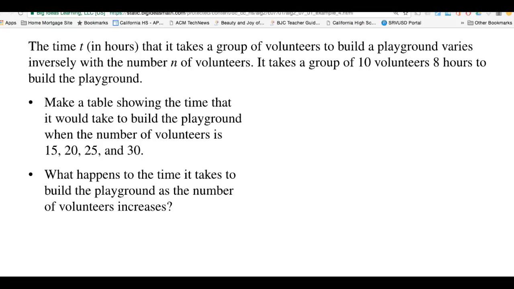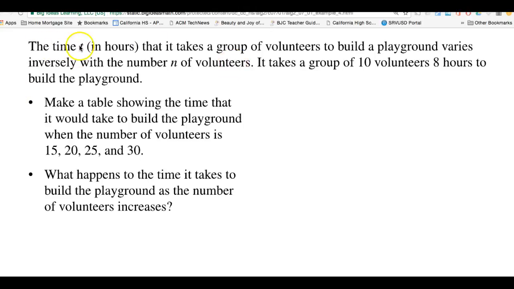All right, here's the last video for this section. What we're going to do now is take what we've learned and apply it to a word problem that's like a real world situation. So here's our problem. We've got the information we're given: the time that it takes a group of volunteers to build a playground varies inversely with the number n of volunteers.